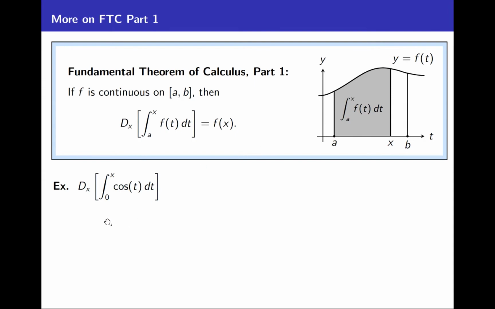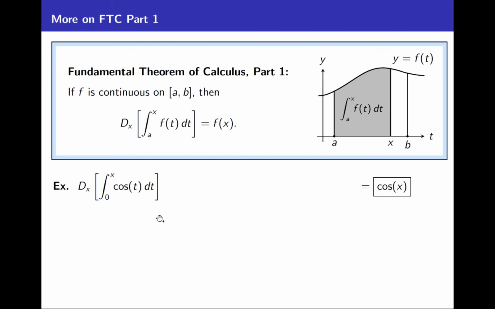Let's look at an example of this. Think about the integral from 0 to x of cosine t dt. So that's a value that depends on x. It's a function of x. So we're asking for the derivative of that function of x. Well, according to the Fundamental Theorem of Calculus Part 1, the derivative of the integral from 0 to x of cosine t dt should be equal to cosine of x. So there's our answer. We got it in one step.